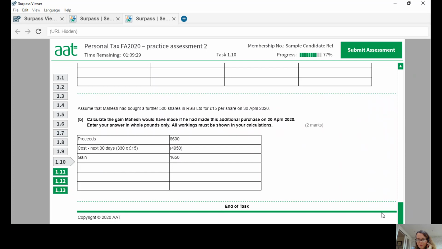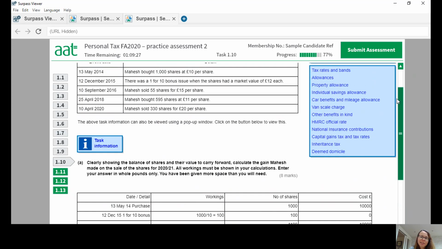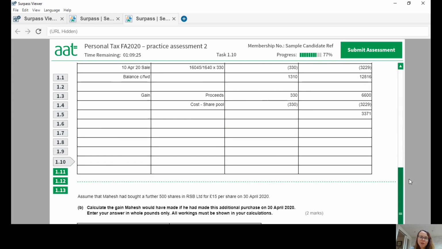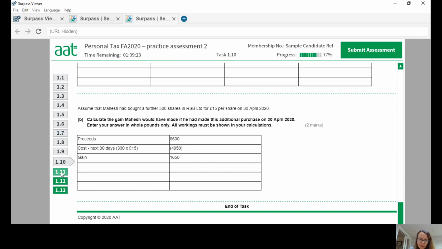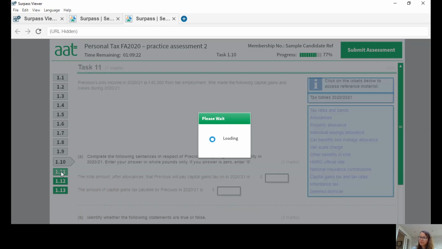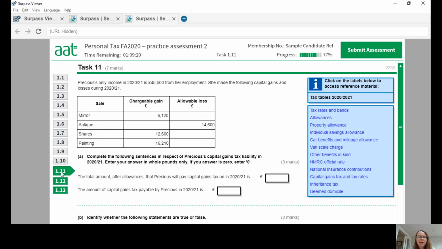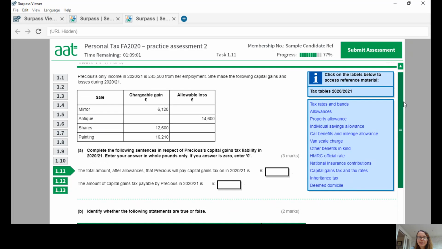Okay, so hopefully, like me, you'll quite like those questions. I think they're quite methodical. Right, so then we come to task 11, which is the last of our capital gains tax questions. So Precious's only income in 2021 is 45,500 from her employment. She made the following capital gains and losses. Complete the following sentences in respect of Precious's capital gains tax liability.